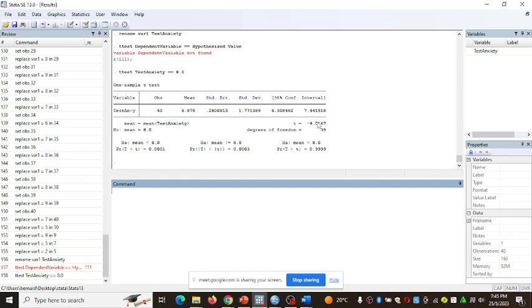The H naught is the null hypothesis. My null hypothesis is that the mean of test anxiety is equal to 8. So that is my assumption. I assume that the mean for test anxiety is equal to 8. But now my computer tells me otherwise. This is the null hypothesis, and this is the alternative hypothesis.